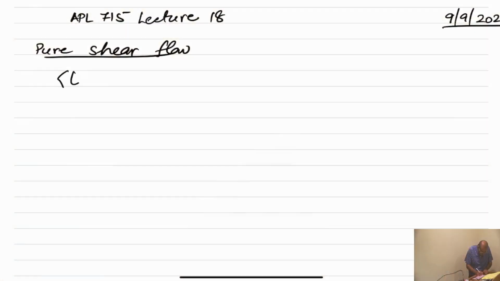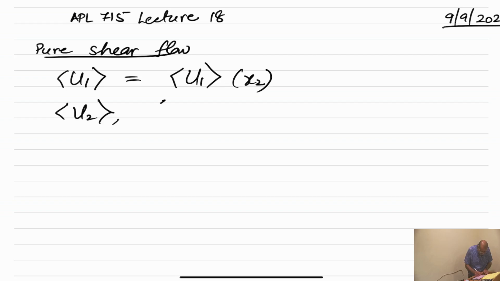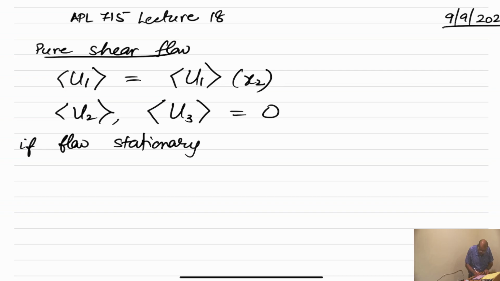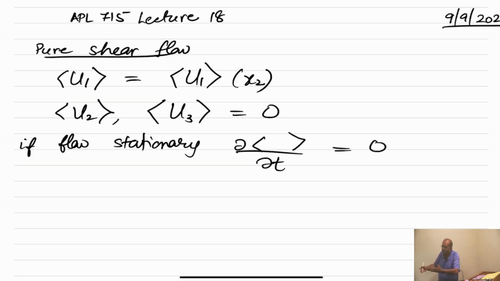So here what we have is the mean of U1 is a function of x2, and the mean of U2 and the mean of U3 are 0. And if the flow is stationary, sometimes we may say steady in the mean sense instead of stationary, then the time derivative of any averaged quantities will be 0.